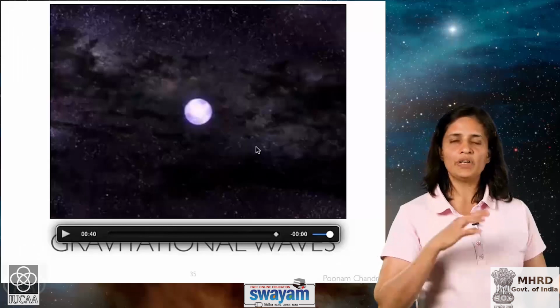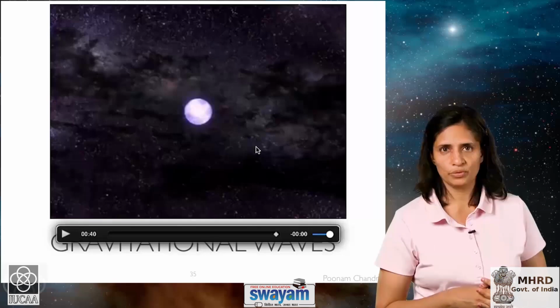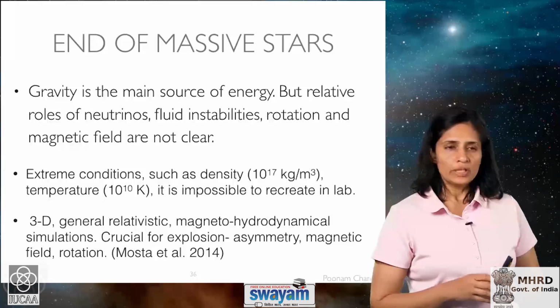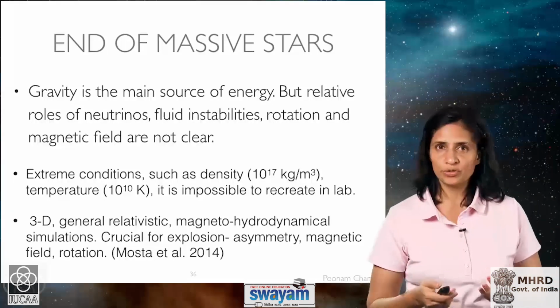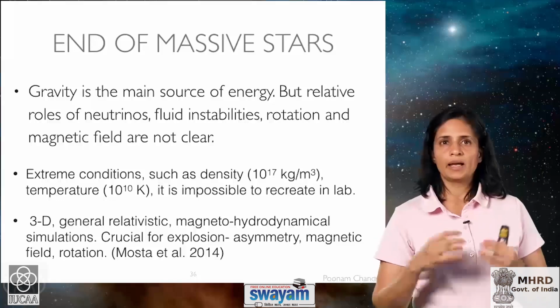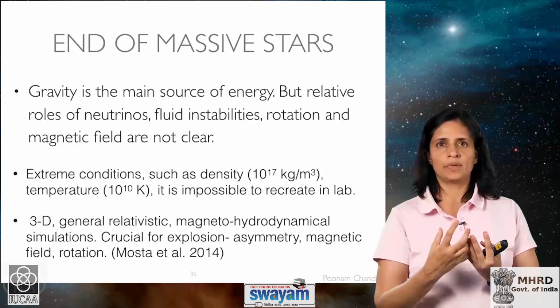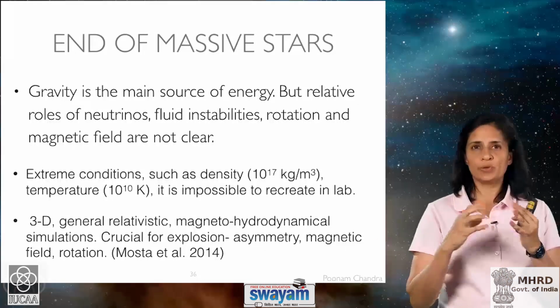So these are some of the artistic impressions, and I am not even showing the artistic impression of fast radio bursts, because we do not know what the mechanism behind that is. In all of these, we saw that gravity is the main source of energy, and gravity is the one which leads to the collapse of these stars. However, at some point this collapse turns into an explosion.